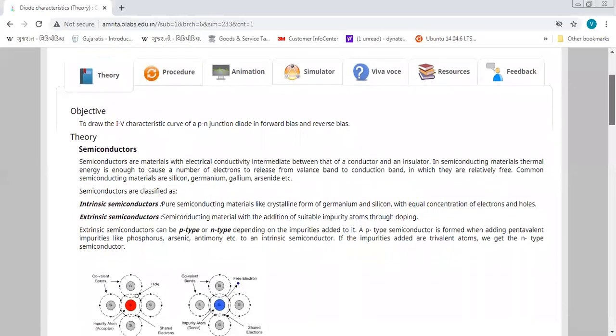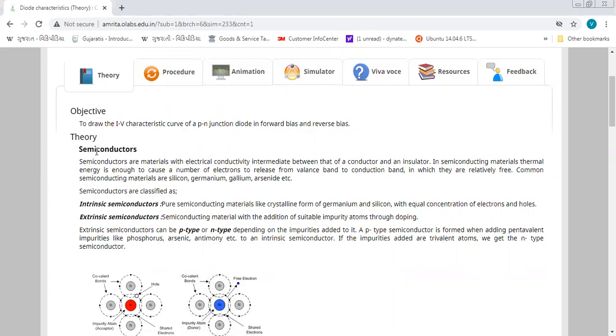So first we will go through the theory part under the theory tab. So our objective, or our aim, is to draw the VI characteristics curve for a PN junction diode in forward bias and reverse bias. Here we need to plot the V versus I graph under different conditions, that is, forward bias and reverse bias conditions.